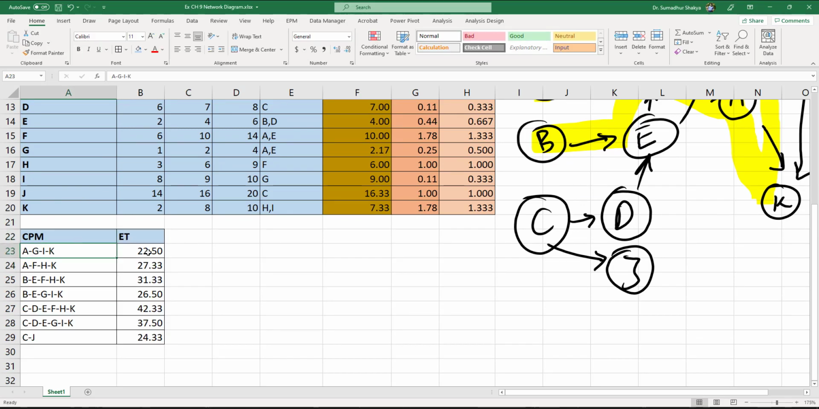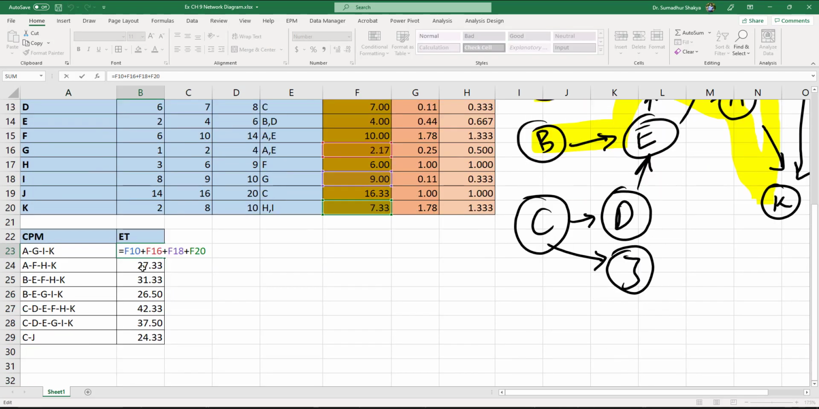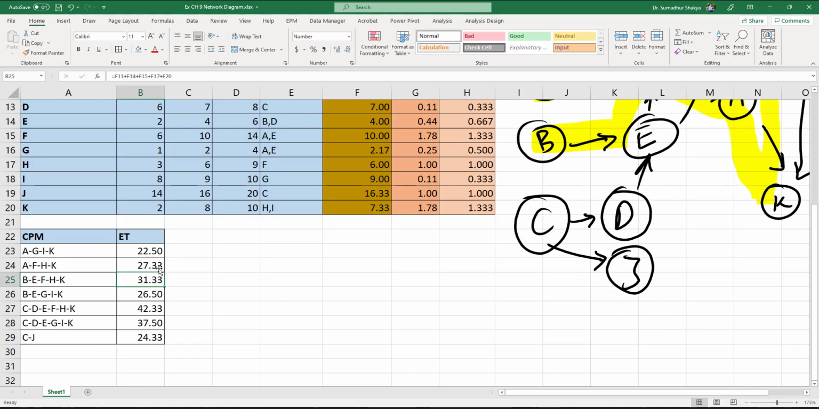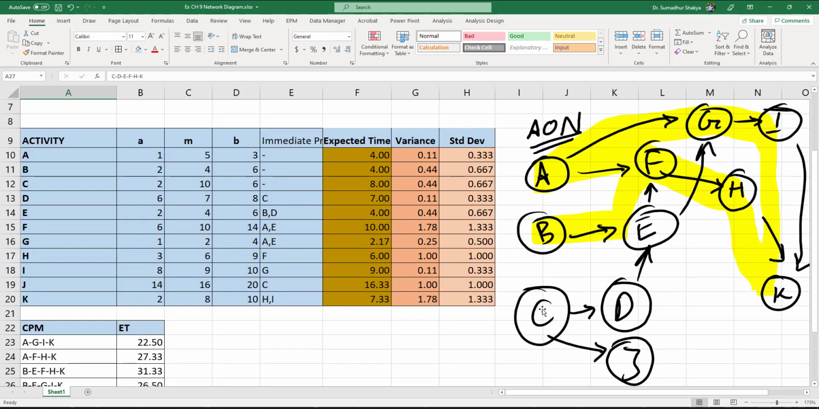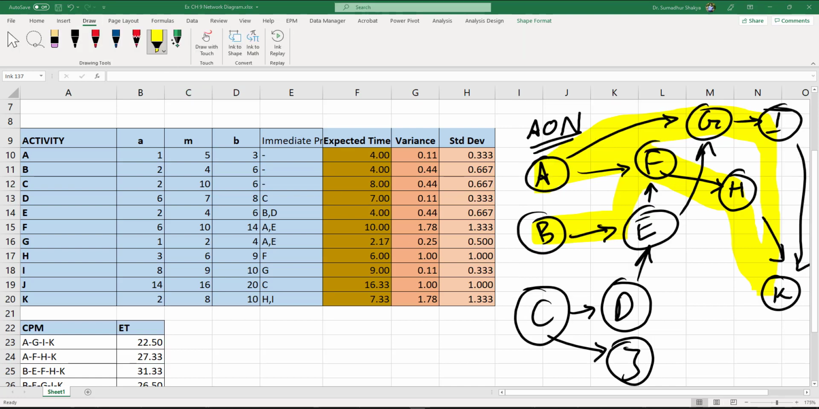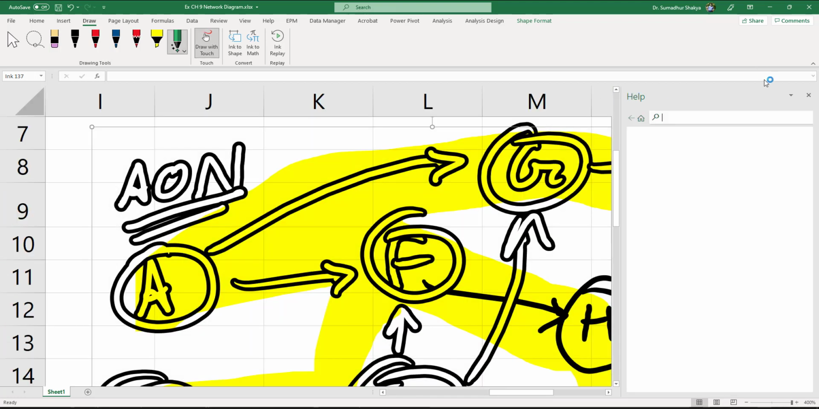So now we have all the possible combinations and permutations for the possible paths that we could see from this activity on node diagram. Okay, now the maximum time taken is by the path C, D, E, F, H, K. So that's C. Okay, let me show this to you.